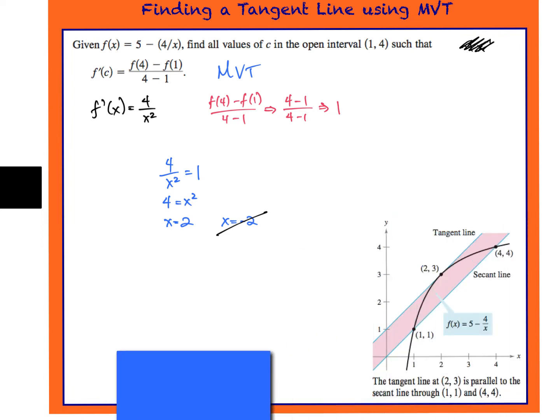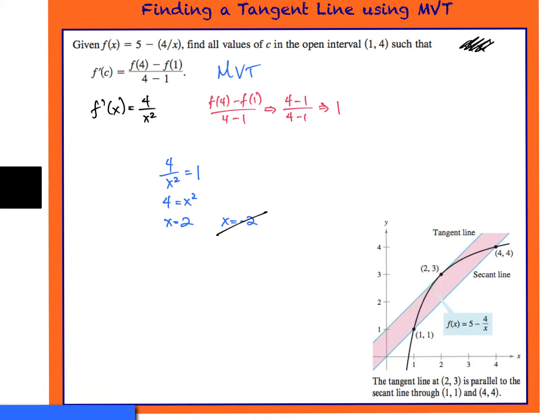And so what's happening here is I have the slope of my secant line, which would be equal to the slope of my tangent line at x equals 2. See how that worked? All right, and this is a very powerful theorem that we're going to be talking about for a little bit. All right, let's do it again.